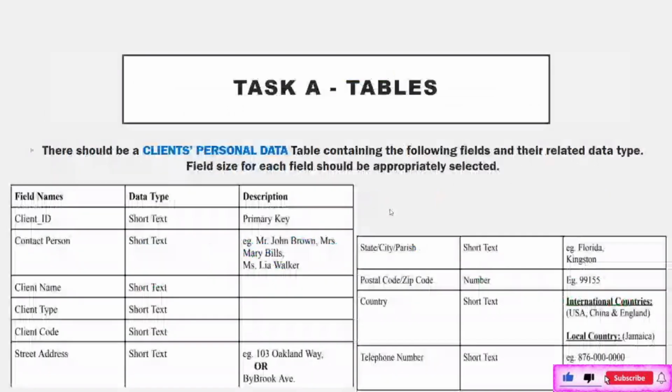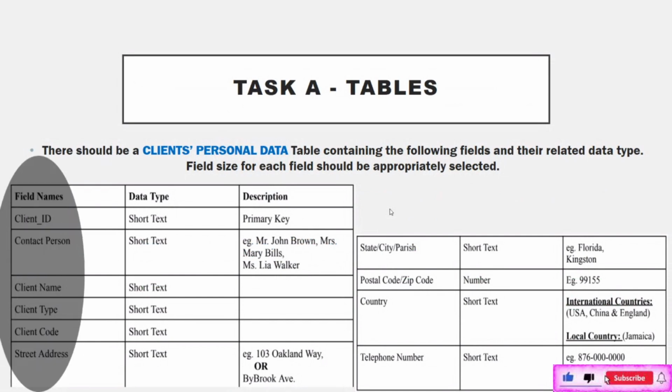So task A. We will be creating some tables. The first one that you'll be creating is called client's personal data. This table should contain the following fields along with their data types. These are the field names highlighted right here for the first table. You have client ID, contact person, client name, client type, client code, street address, state, city, parish, postal code or zip code, country, and telephone number.